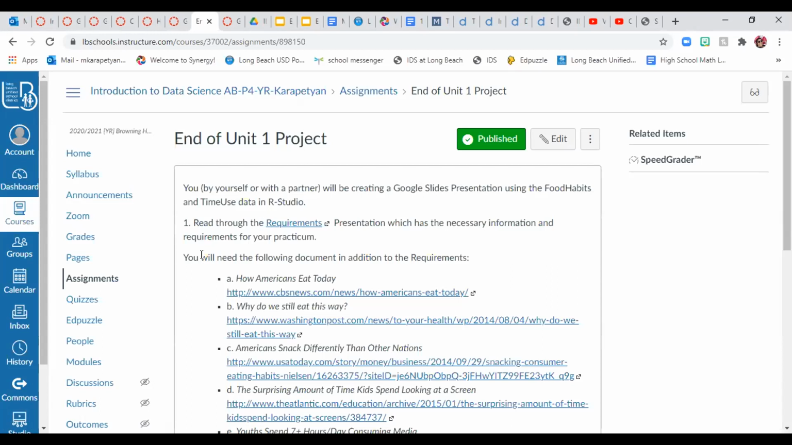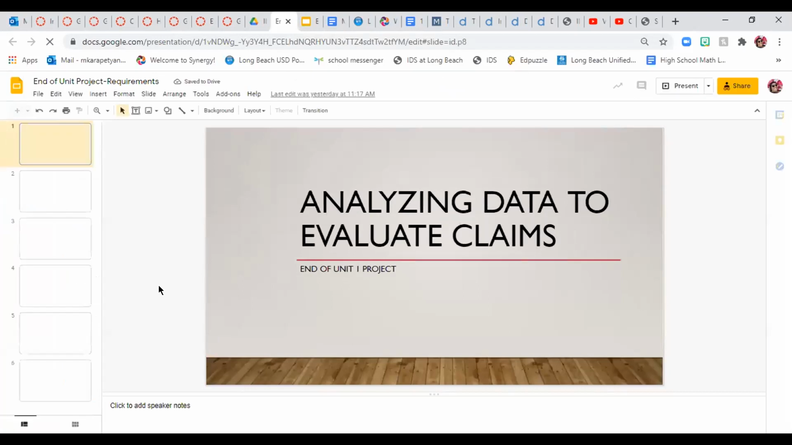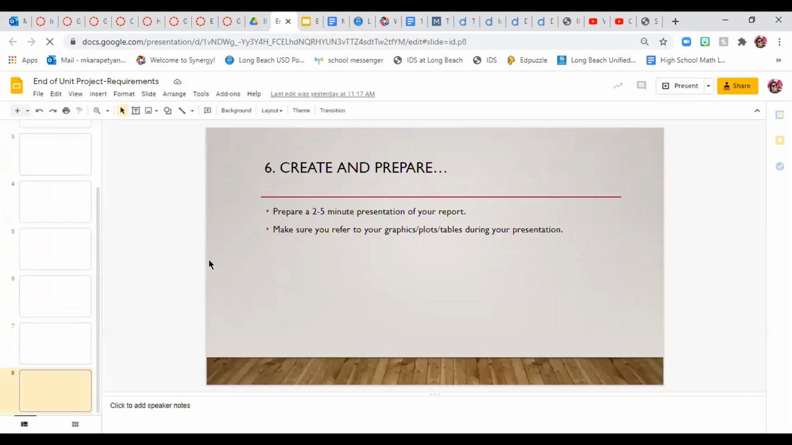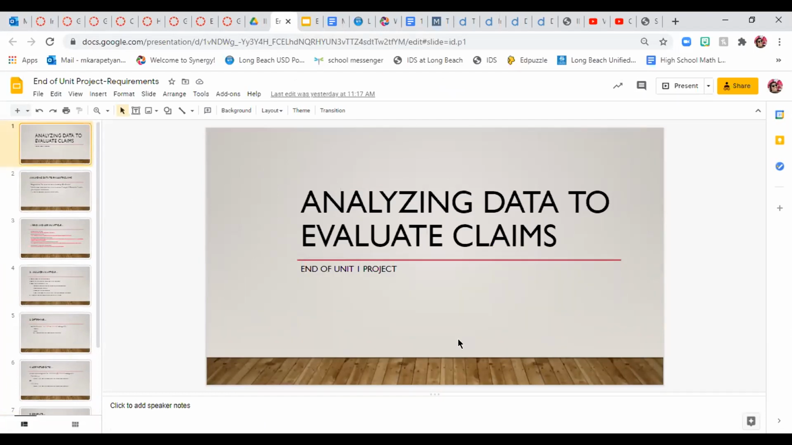So, step 1, you are going to read through the requirements presentation, which has the necessary information and requirements for your practicum. So, let's go to our requirements presentation. Here it is, okay? And it's loading. Hi, Chris. Okay, let me go to the front page. So we have our analyzing data to evaluate claims, okay?